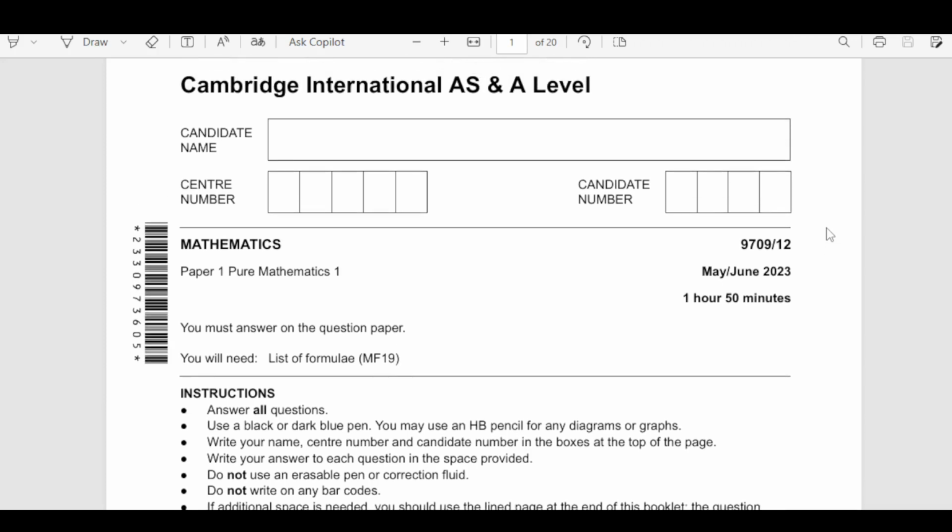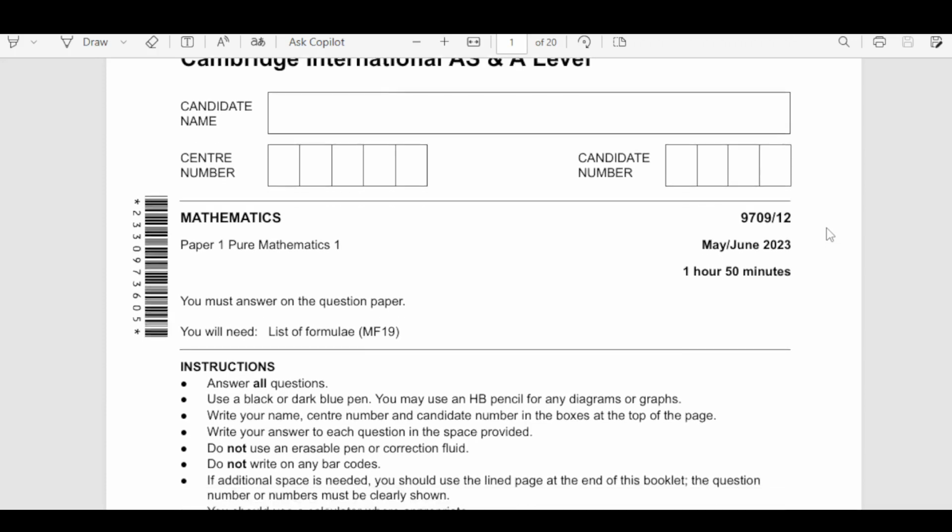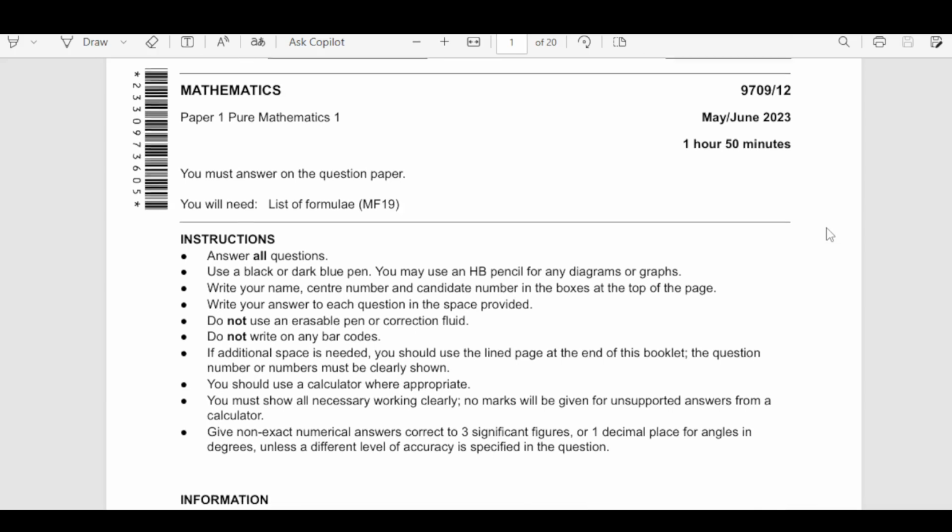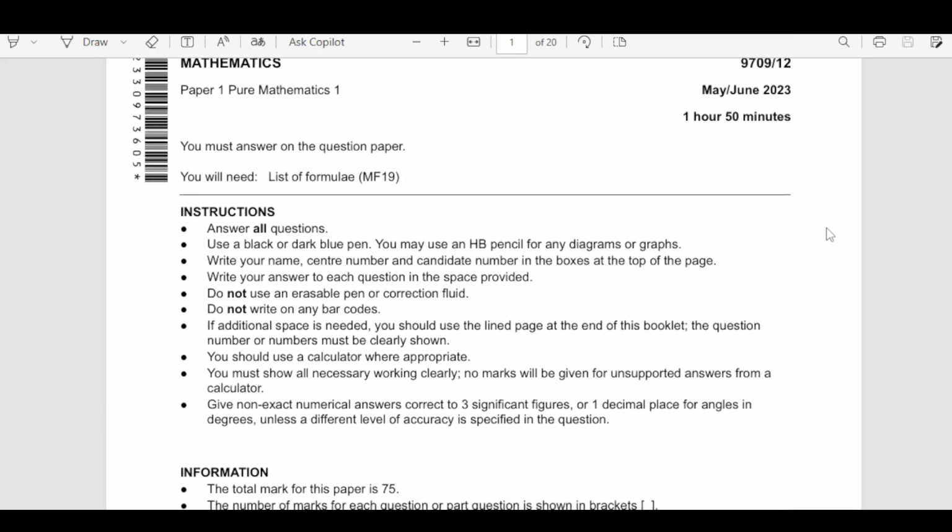Today we are going through Cambridge AS and A level mathematics pure maths paper 1 from May-June 2023 series, right?